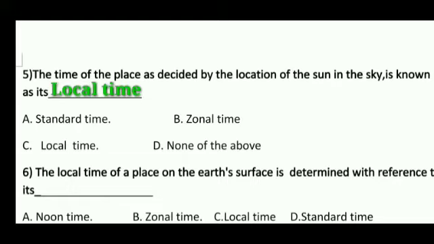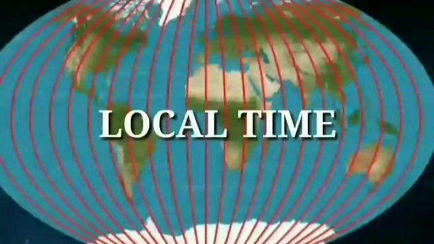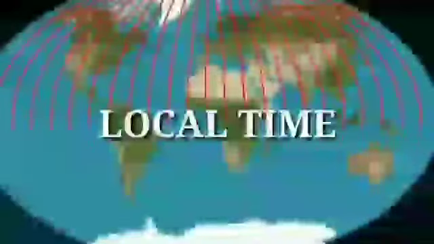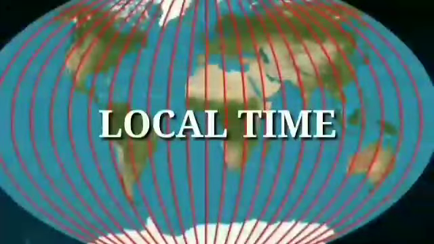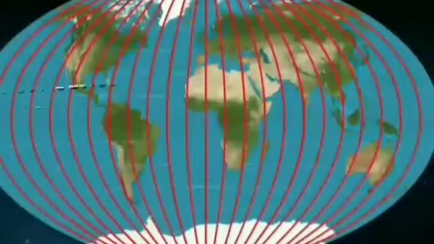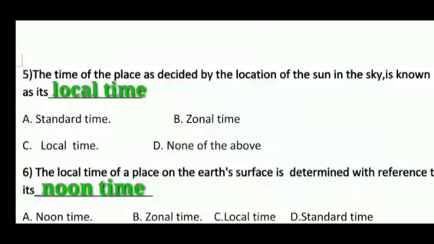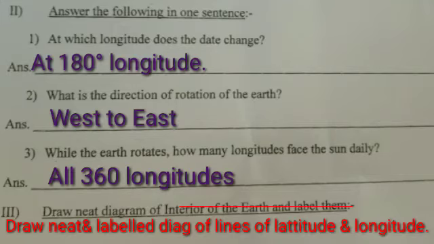Question number 6 is, the local time of a place on the earth's surface is determined with reference to its dash. Options are same, known time, zonal time, local time or standard time. Means during rotation of the earth, when a particular longitude comes exactly in front of the sun, it is considered as the noon time or 12 noon on that longitude. So the local time is determined with reference to its noon time.